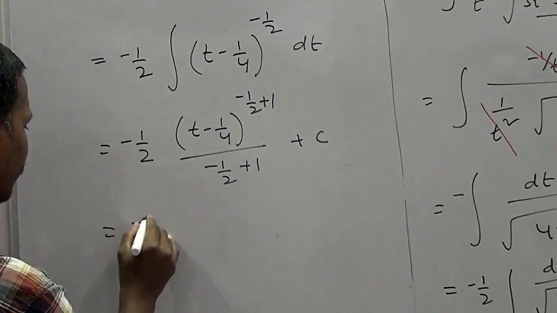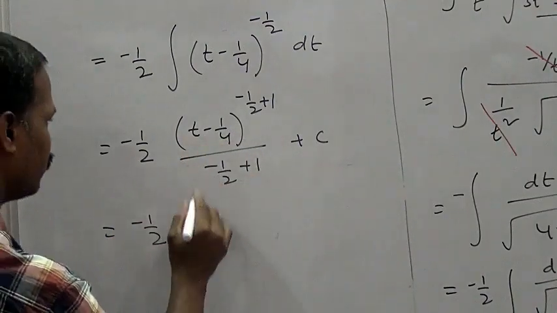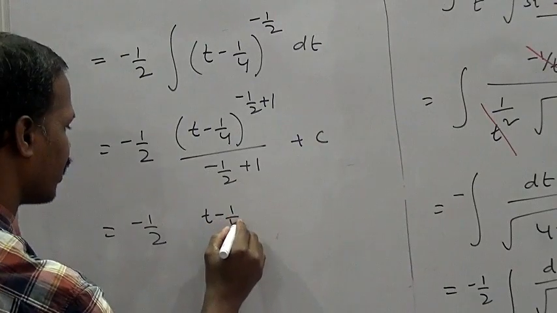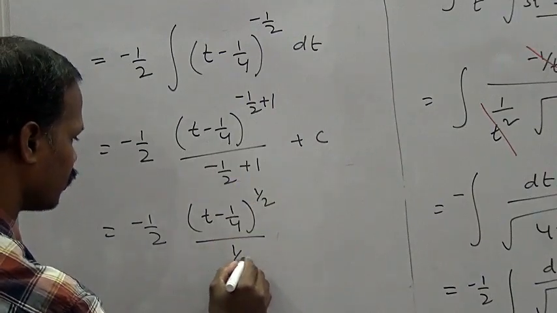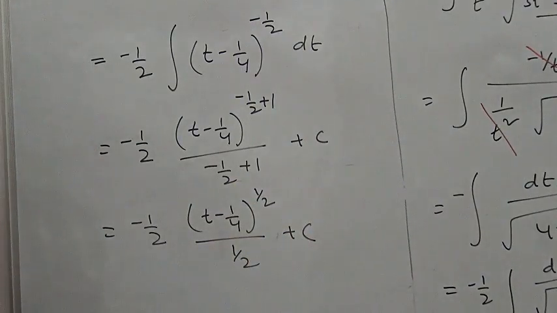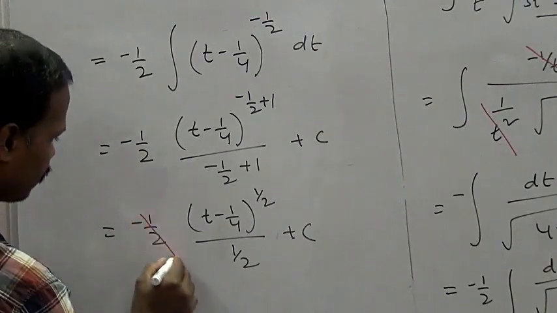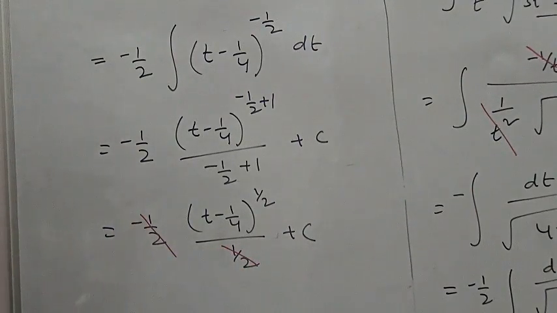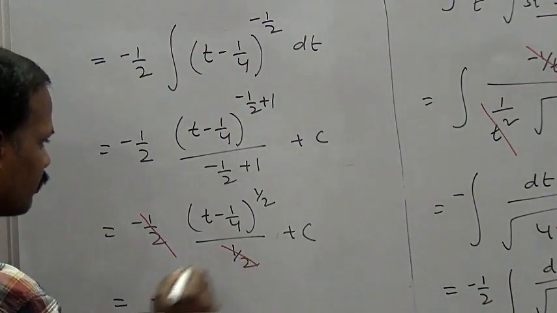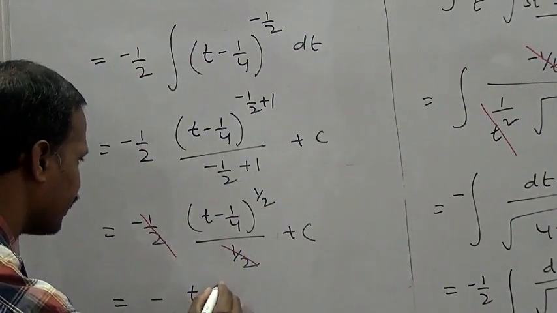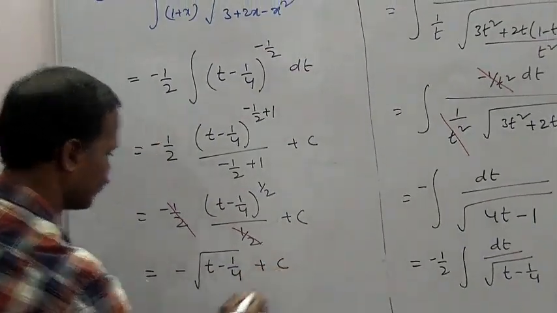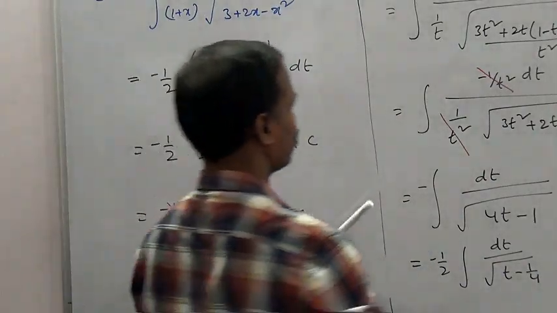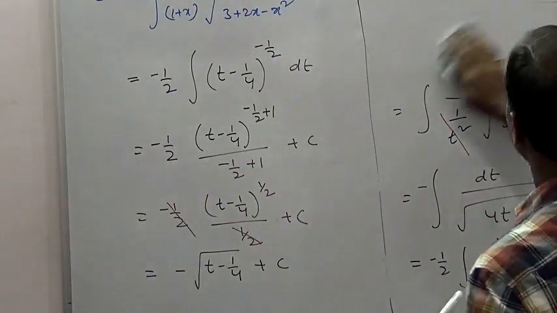Now this is equal to minus 1 by 2. So what is this value? This is t minus 1 by 4 whole power 1 by 2 by 1 by 2 plus c. So here 1 by 2 will be cancelled. Now what you will get? This one is equal to minus of t minus 1 by 4, which is nothing but root, plus c. So still you can simplify this.